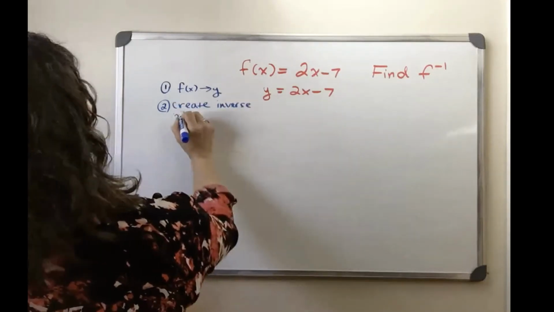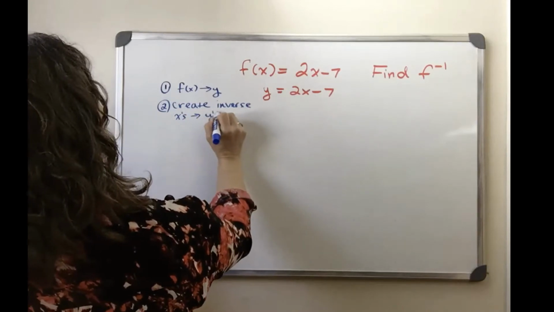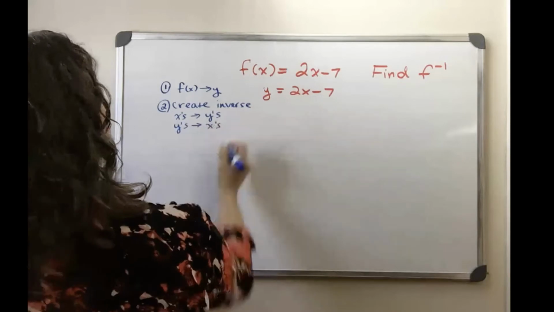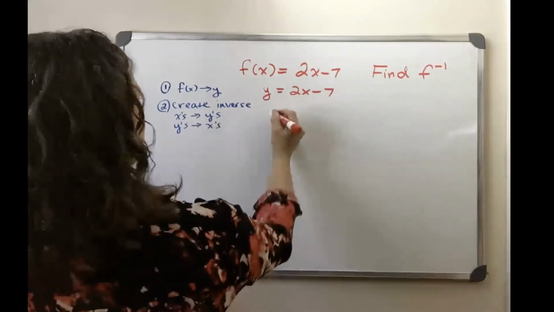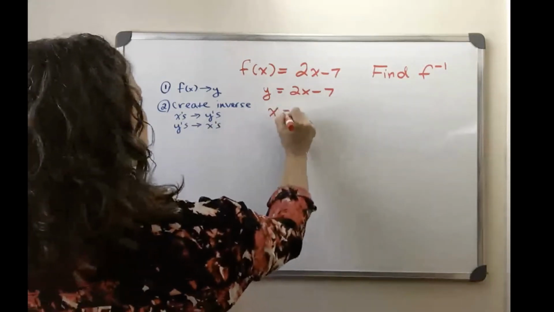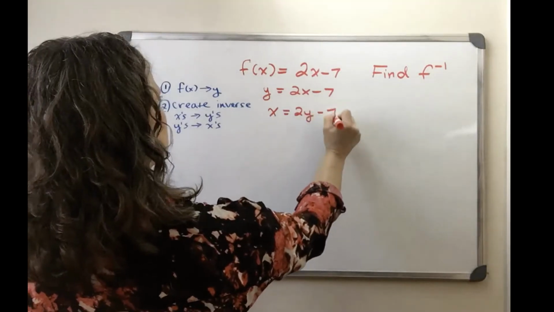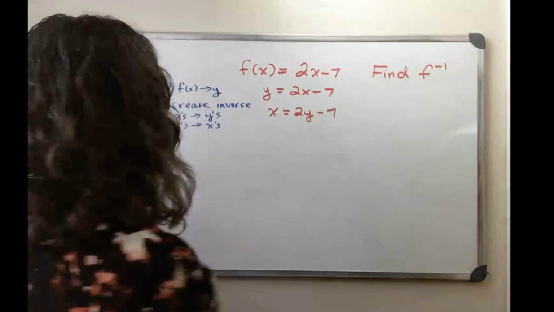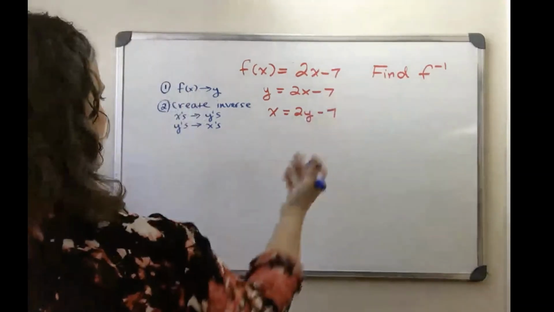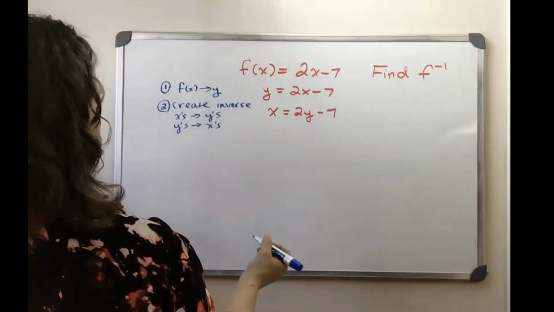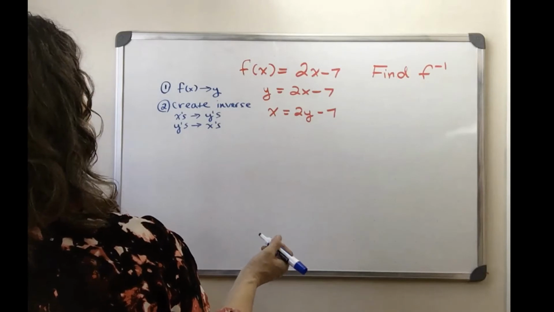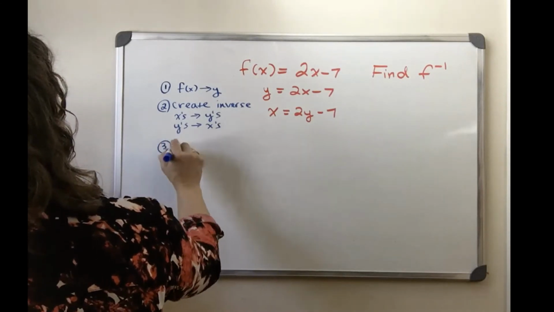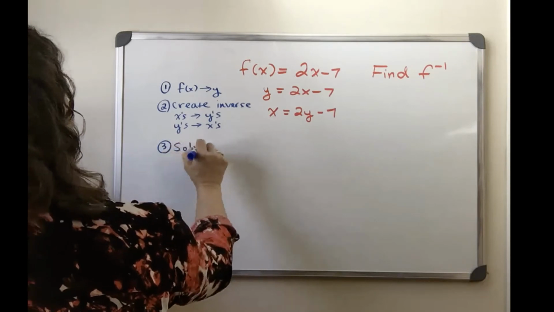So we turn the x's into y's, and we turn the y's into x's. So I'm going to rewrite this as x equals 2 times y minus 7. So the x's and y's switch place. I now have the inverse function. But I would like to have it as a nice f inverse of x function. So I want to get it into that form, so I'm going to solve for y.